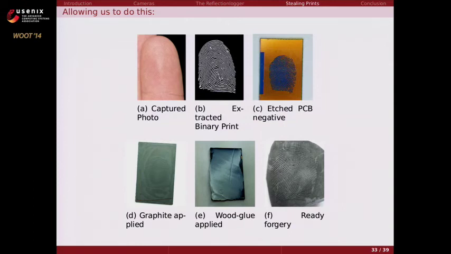Well, if we want to get around the 5S or S5, we have to apply graphite to adjust the capacity of the wood glue. We then subsequently peel it off, and we have a forgery in a quality sufficient to fool the 5S, S5, and stationary fingerprint readers.